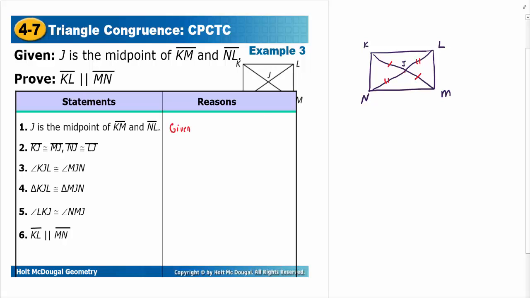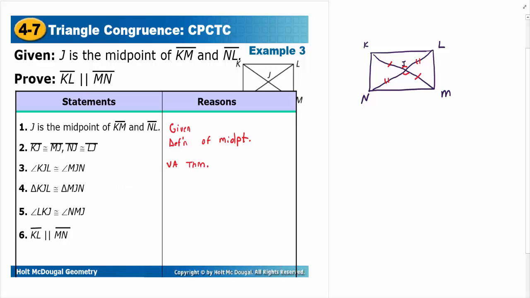But then we had our next step. We said that NJ and LJ, so these two segments are congruent, and they said these two segments are congruent. Well, that's because J was the midpoint of those segments, so this would be definition of midpoint. Next up, you have these angles. They're giving you two angles are congruent, so KJL, that's the angle right there, and MJN, these angles right here, which are vertical angles, so we'd say the vertical angle theorem.